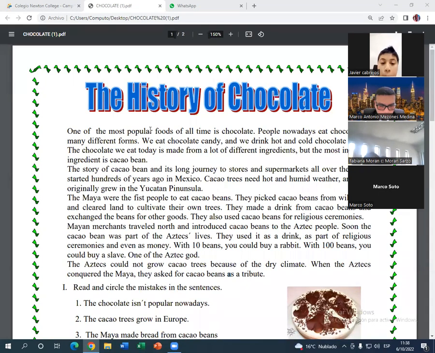They used it in ceremonies and even as money. With 10 beans, you could buy a rabbit. With 100 beans, you could buy a slave, one of the Aztec goods. The Aztecs could not grow cacao trees because of the dry climate. When the Aztecs conquered the Maya, they asked for beans as tribute.